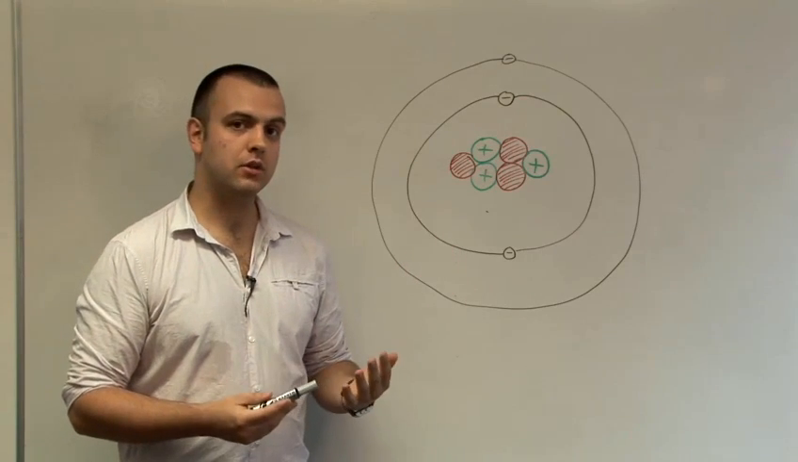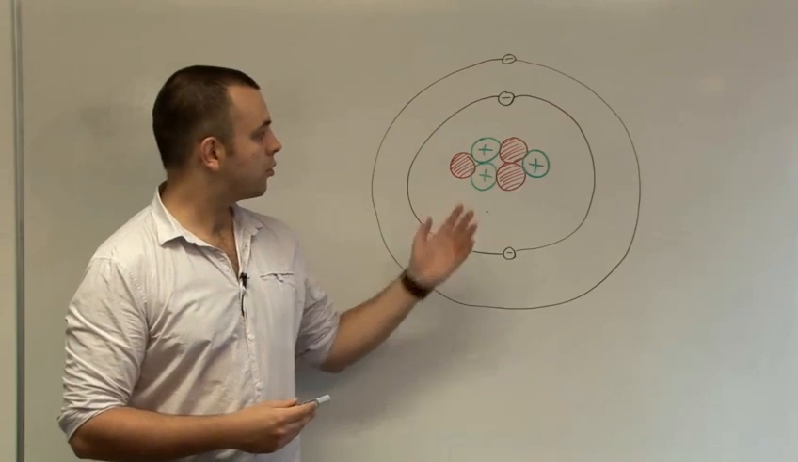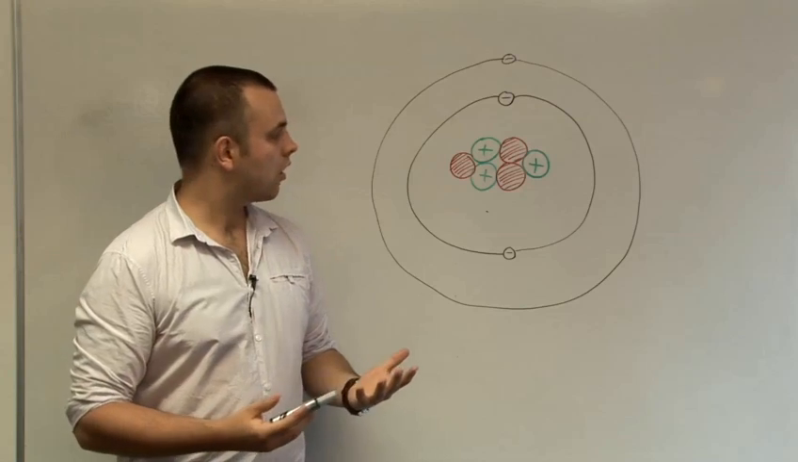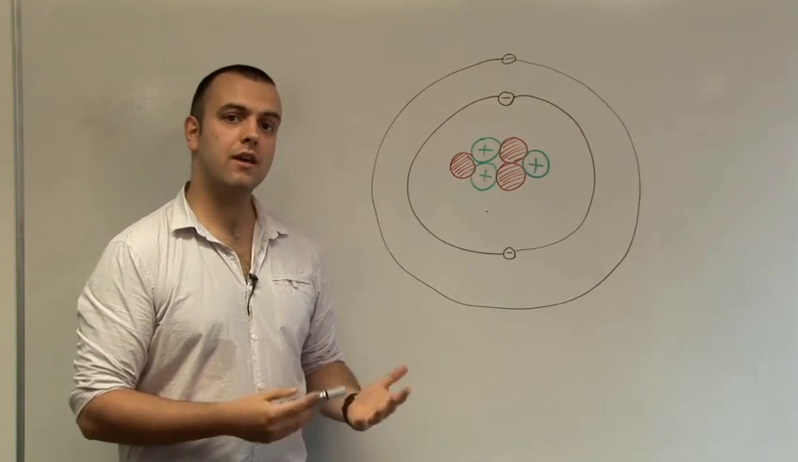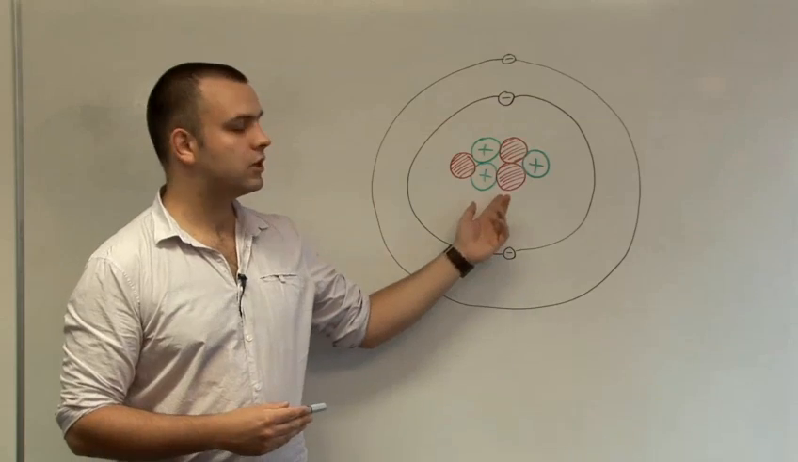Lithium is the third element. It has an atomic number of 3. That means it contains 3 protons. The protons here are drawn in green. They live in the nucleus at the centre of the atom, are positively charged, and are heavy compared to other particles. Also in the nucleus are neutrons, here in red.